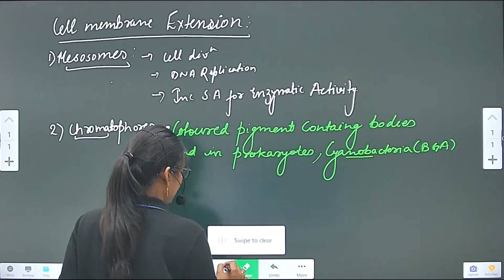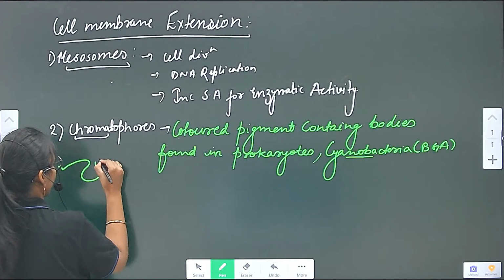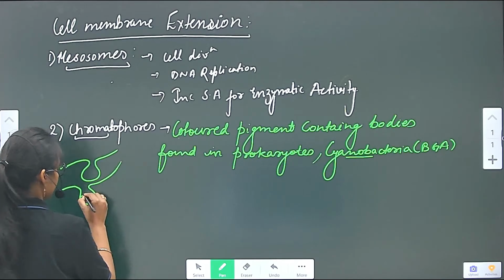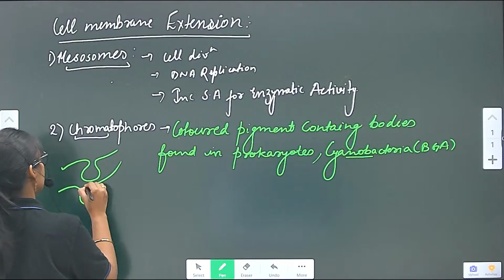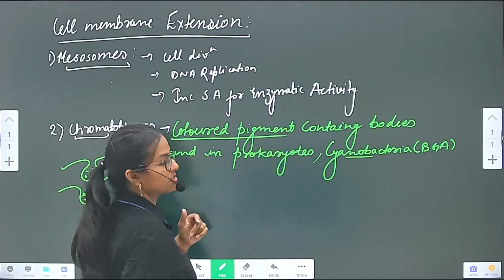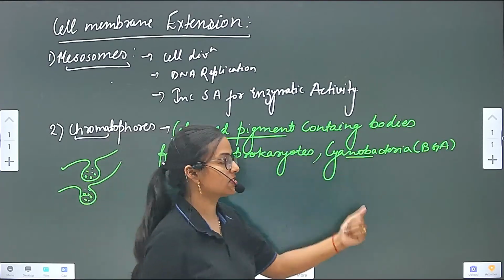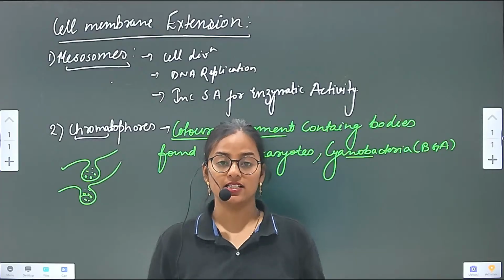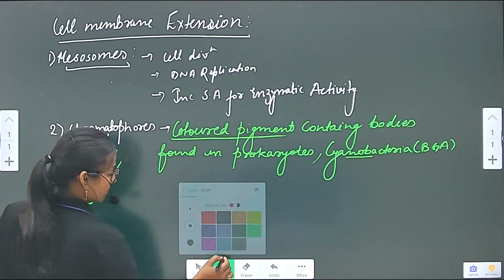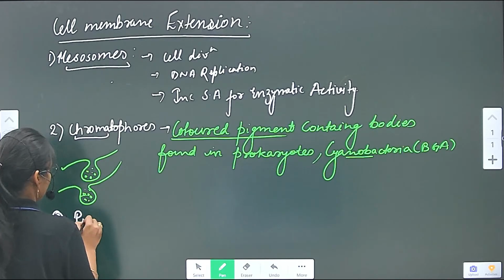How do they look like? They look like this. Then having certain pigments in them. These are what? Chromatophores containing colored pigments, or you can also mention photosynthetic pigments found in prokaryotes such as cyanobacteria or blue-green algae. Is that clear? The third extension is Pili.